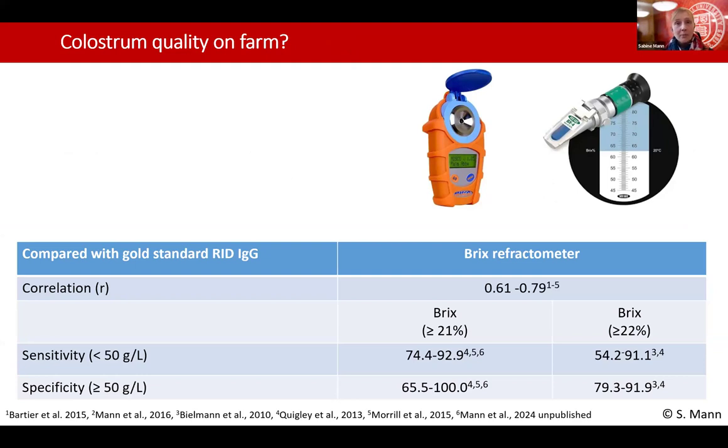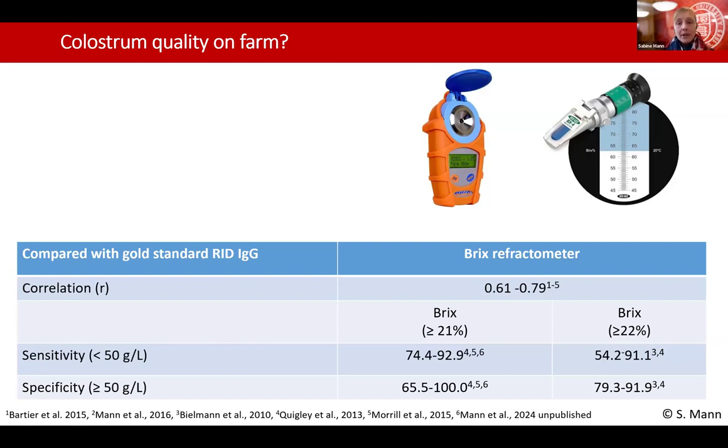Some of you might use these digital refractometers, or some of you might be using these handheld refractometers. I have an example of one of each on this slide. What we actually do here is we use the way that colostrum absorbs light to give us an estimation of how good it is. So it's not a direct measurement of how many antibodies are in there, but it's giving us an indirect measurement to try to estimate how good colostrum might be.